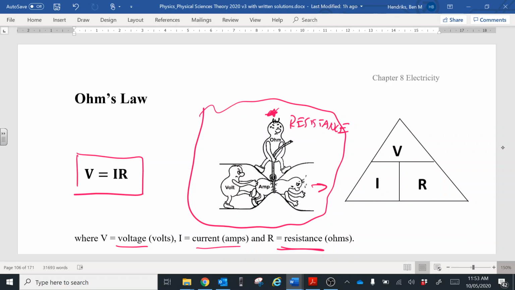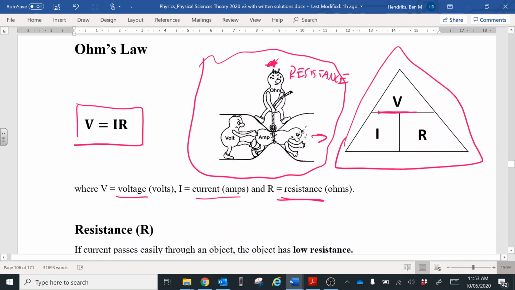And this little triangle here, if you cover up, let's say you wanted to find voltage, if you cover up V, then it gives you the equation for IR. It's just an easier way to rearrange equations. Obviously, V equals IR is not that hard to rearrange, but if you cover up R because you're looking for resistance, then you have V over I. And if you cover up V, you have V equals I times R. And if you cover up I, then you have V over R. Okay, so some people find that useful.